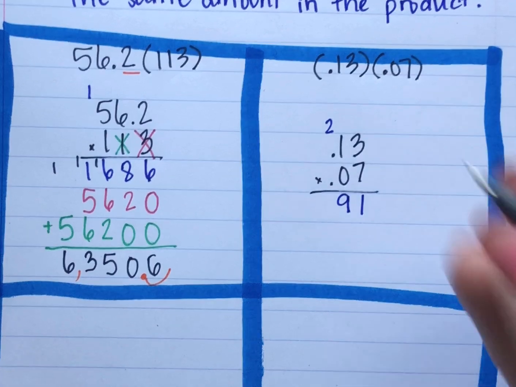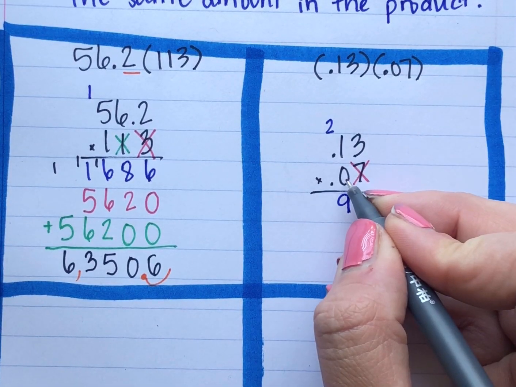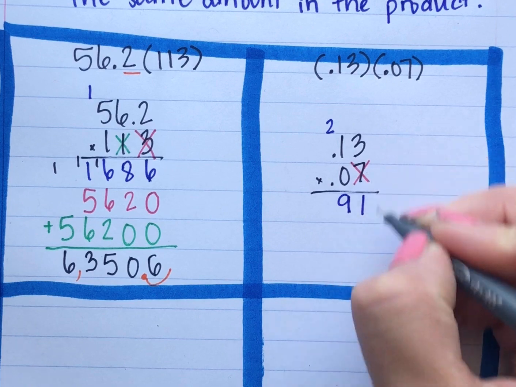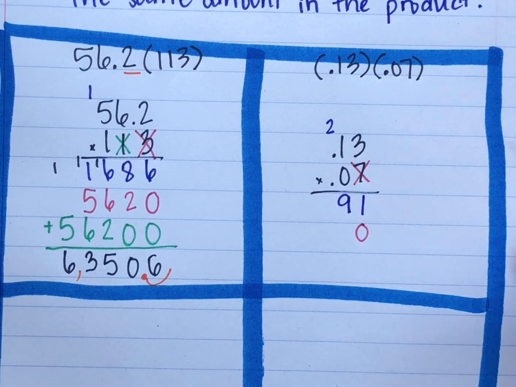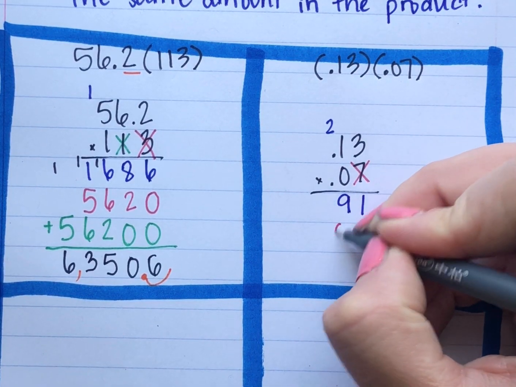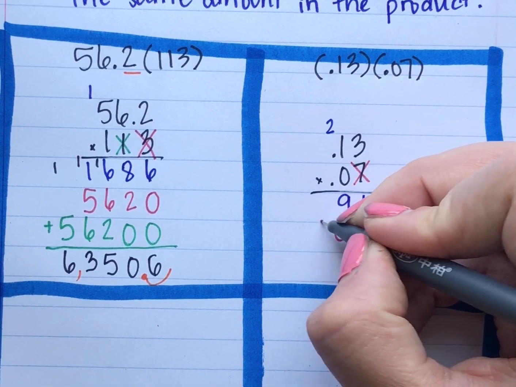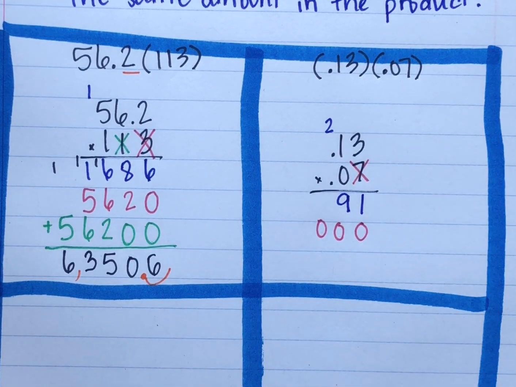You probably can already tell what the next row is going to look like because, again, I'm going to move over. This is my placeholder. 0 times 3 is 0. 0 times 1 is 0. Some of you might know that you don't need that row. Right now, it's okay if you still write it just because we are trying really hard to make sure we have the decimal in the correct spot.